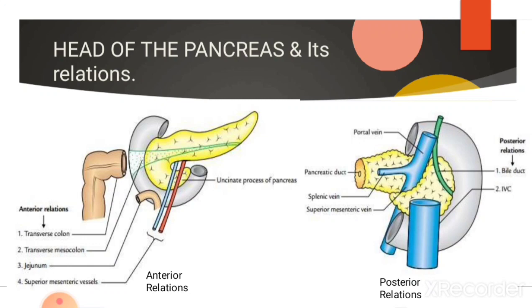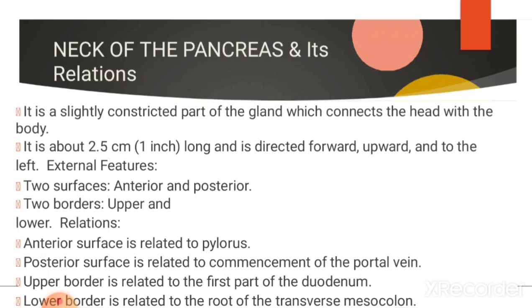It's very simple. Now the relations of the neck of the pancreas. It is the slightly constricted part of the gland, which connects the head with the body, and it is only 2.5 centimeters long, and it is directed forwards, upward and to the left.